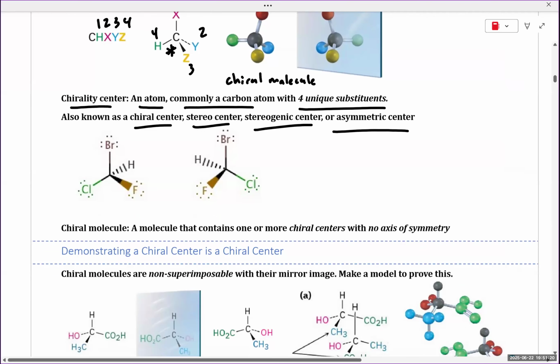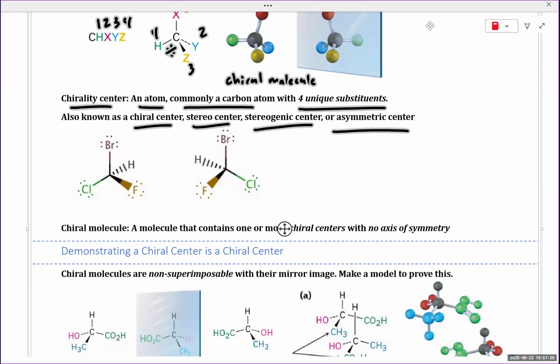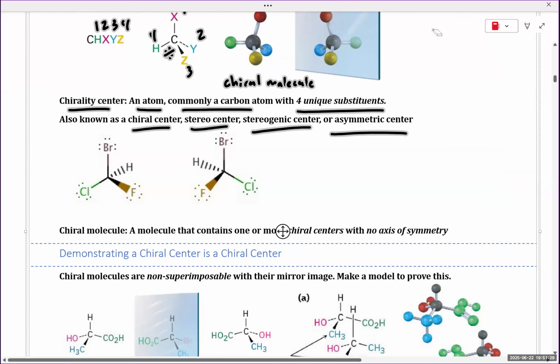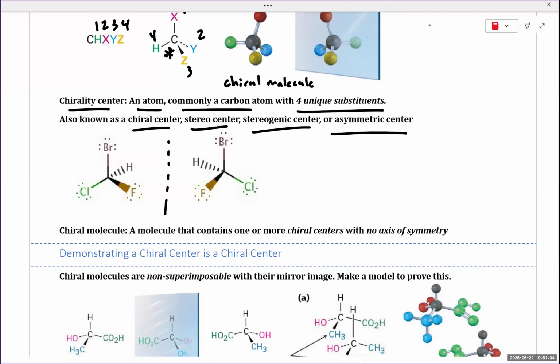Now, if we take a look at this pair of compounds, we can see almost immediately that these two compounds are enantiomers. They represent a pair of non-superimposable mirror images. We have a carbon center with 4 unique substituents, and so this carbon would be a chiral center. And overall, this molecule would be chiral.